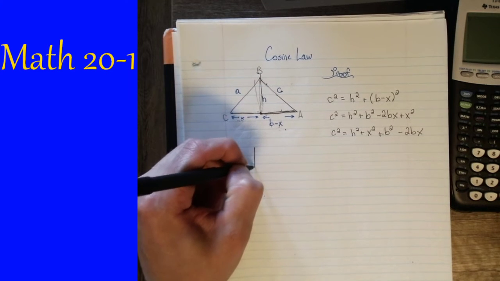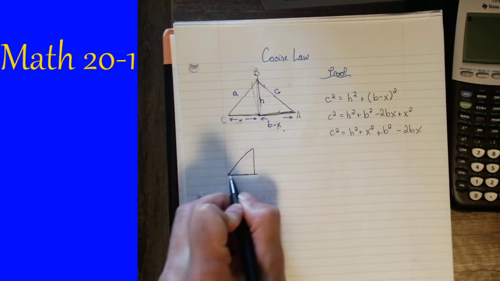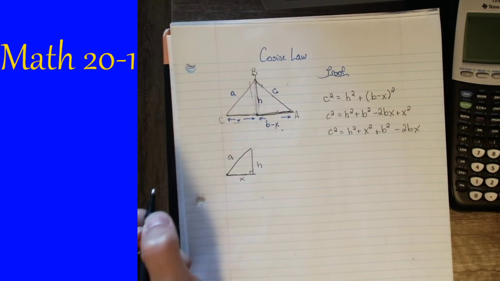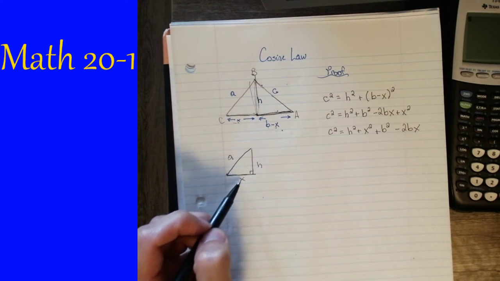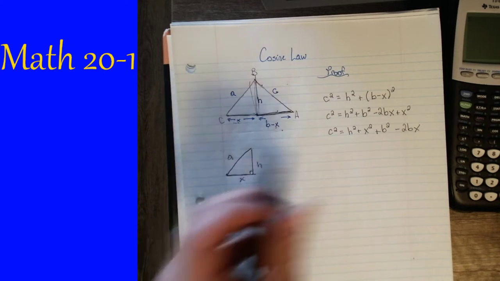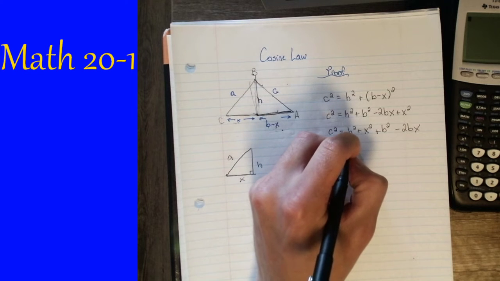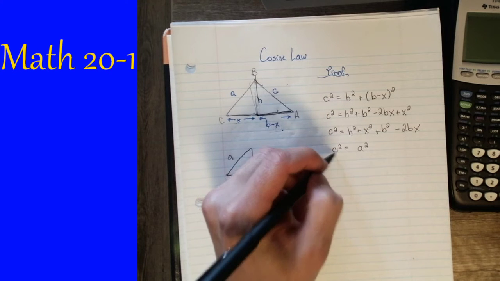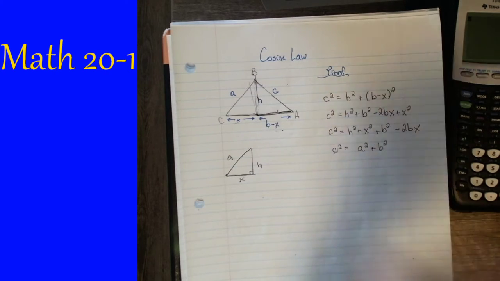Just drawing this left side right angle triangle, we have x, h, and a here, right? And right here we have an x squared plus h squared. Well, isn't that, by the Pythagorean theorem, x squared plus h squared is a squared? And that's true, so what we can do is substitute h squared plus x squared for a squared. So then c squared becomes a squared plus b squared, and then minus this 2bx.